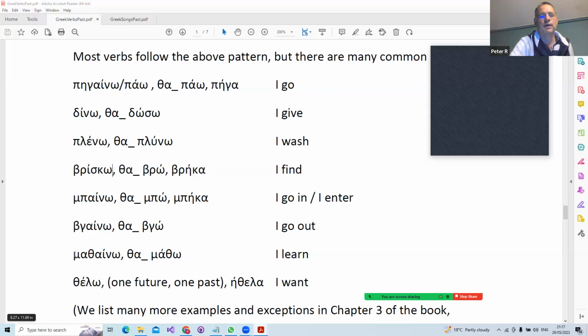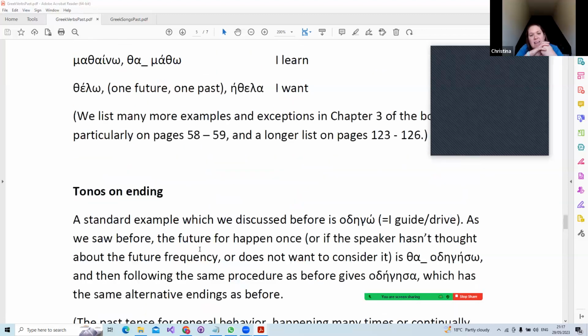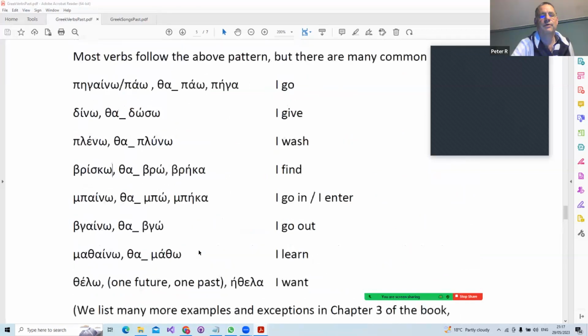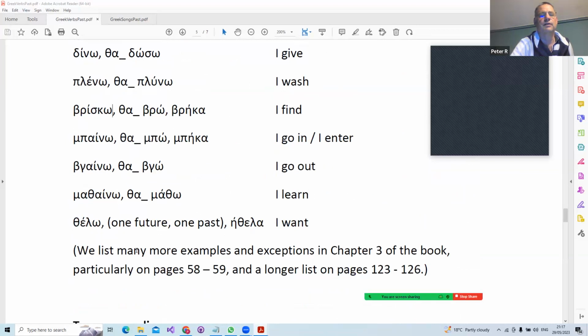God does teach us and we are learning. And thelo, which you already know. Vlepo, I see. That's vlepo, my favorite verb. That's my favorite one to say, vlepo. We haven't got vlepo in this list because I don't think it's in any of the songs, but it's certainly in this section here.